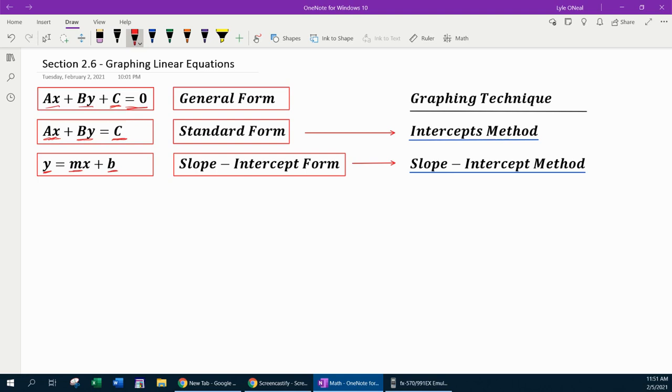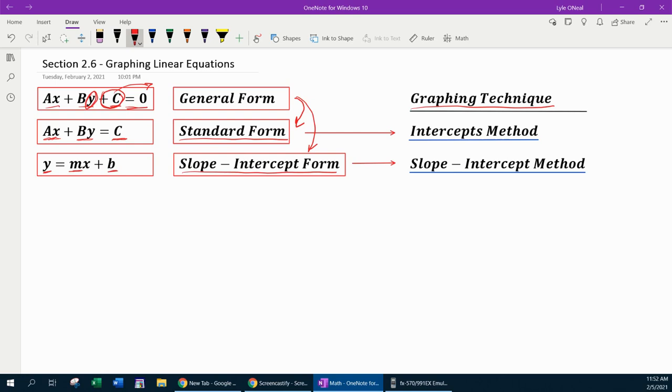Now, notice that standard form and slope-intercept form have a graphing technique. General form does not. So if your equation starts off in general form, you're going to want to convert it to standard form or slope-intercept form in order to graph. And it's super easy. If you're in general form, all you need to do is take that constant and move it over to get to standard form, or get the y by itself to get to slope-intercept form.